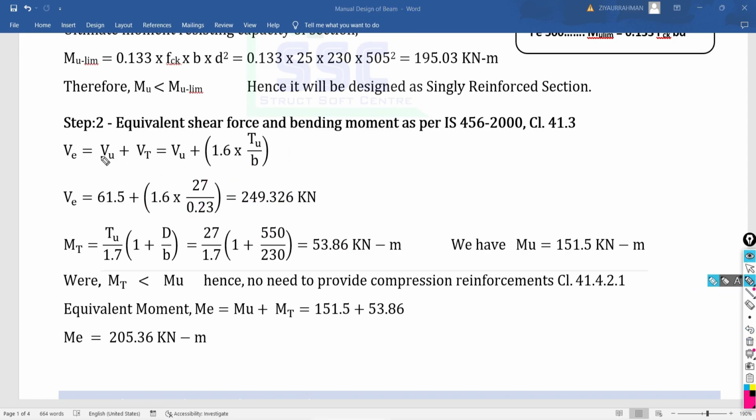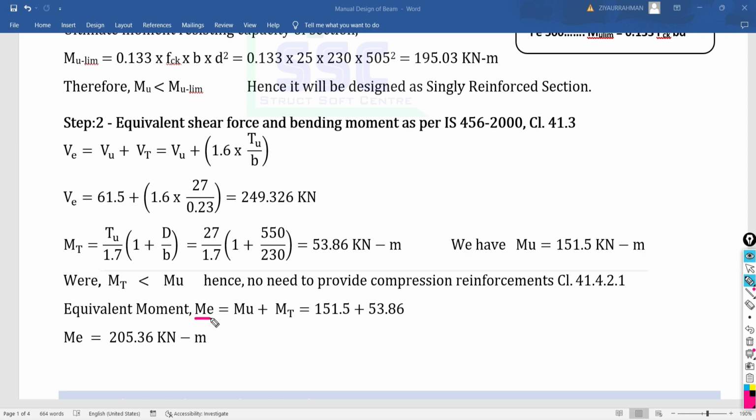First of all, we are going to find the equivalent shear force: basic shear force plus shear force due to torsional effect. Putting the values, the combined formula becomes like this. Ultimate shear force is 61.5 plus 1.6 multiplied by ultimate torsion 27 divided by width of your beam in meter, which is 0.23. So finally we are getting the equivalent shear force as 249.326 kilonewton.